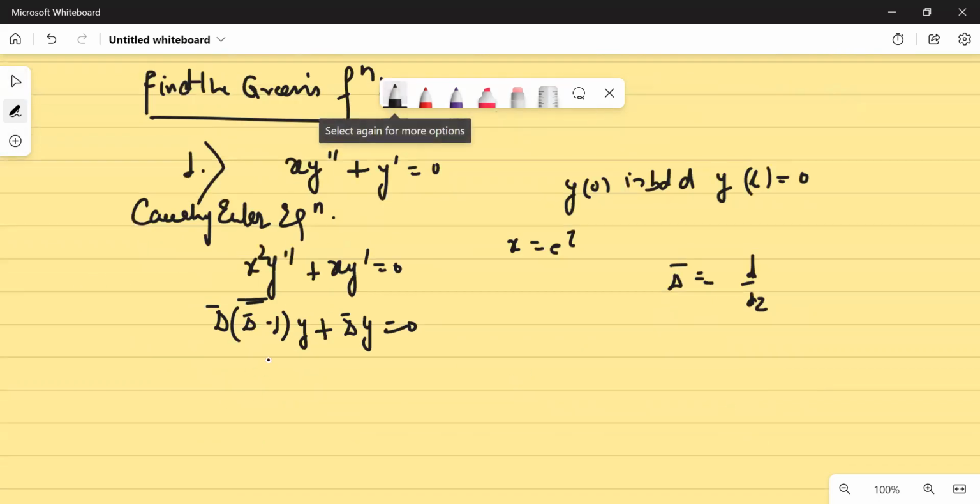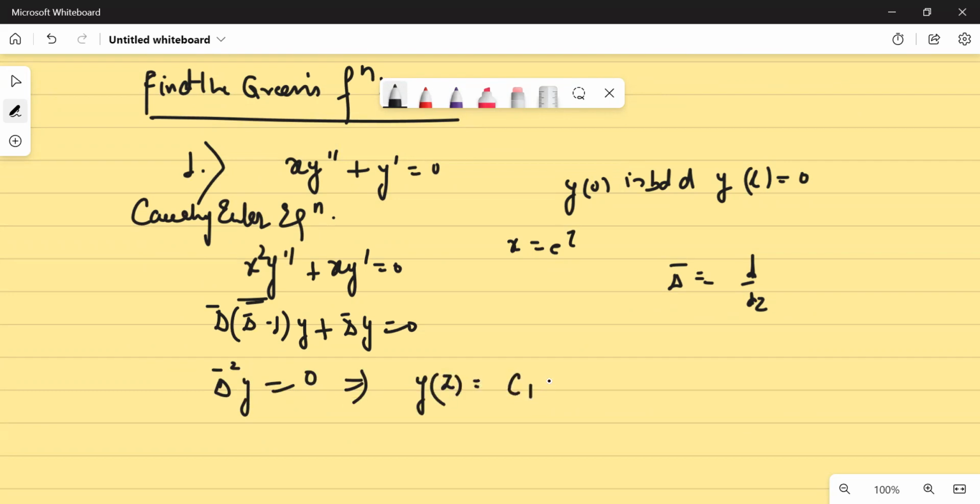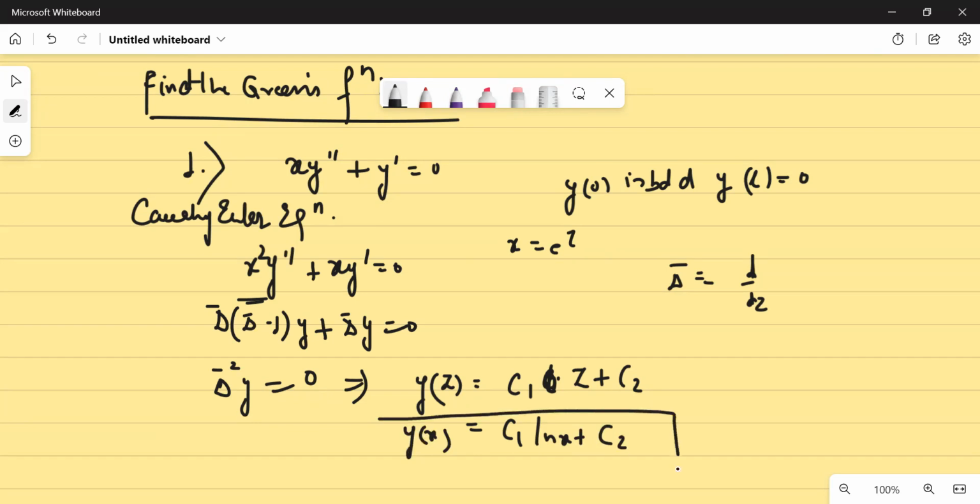Now, if you take this example, you will get D bar square y equal to 0, which implies y as a function of z would be equal to c1 z plus c2. In other words, I can write y as a function of x as c1 ln x plus c2. Is that clear to you? Yes. And your y(0) should be bounded.